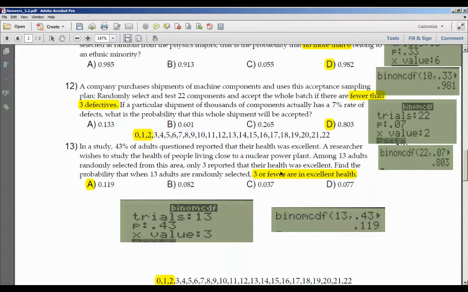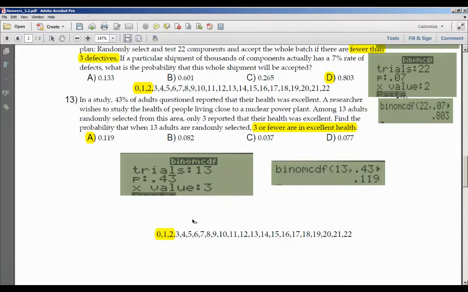3 or fewer, number 13. Well, guess what? This should have included the 3. 3 or fewer would be 3 or 2 or 1 or 0. So I'm doing the straight out cumulative. I'm not subtracting from 1 because I'm not finding the back end. I'm just finding the front end here. The cumulative starts at 0 and stops when I tell it to stop. So 3 or fewer is going to stop at 3. There's my trials, there's my probability, and I'm going to stop at 3.